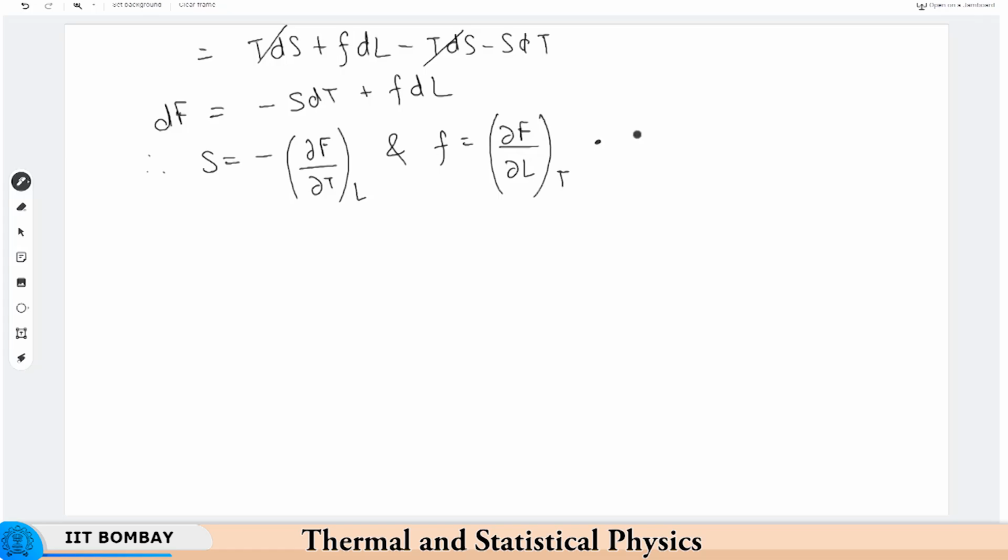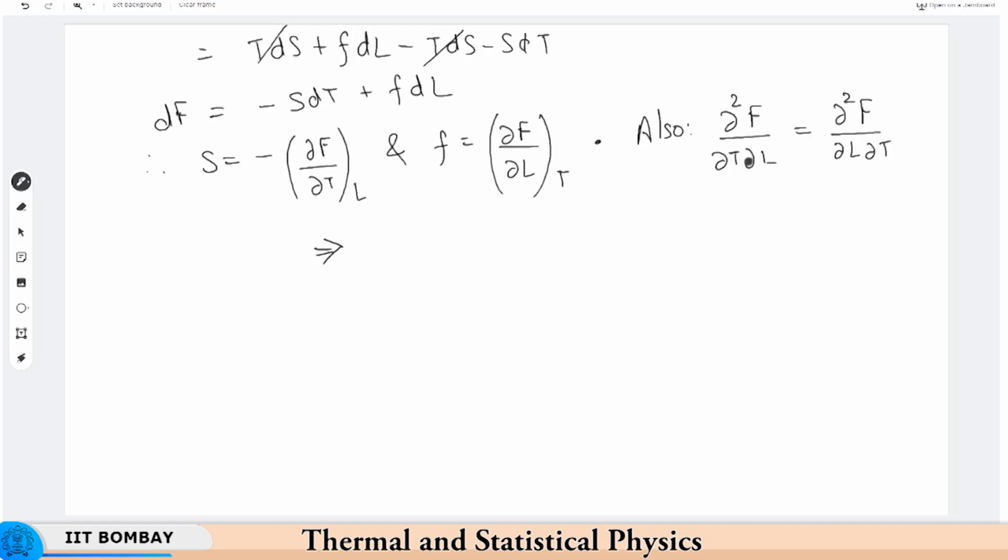And also, since dF is an exact differential, with its two natural variables T and L, del square F by del T del L equals del square F by del L del T. Now I will split this into two. So, this is del by del T of del F by del L, and del F by del L is small f.